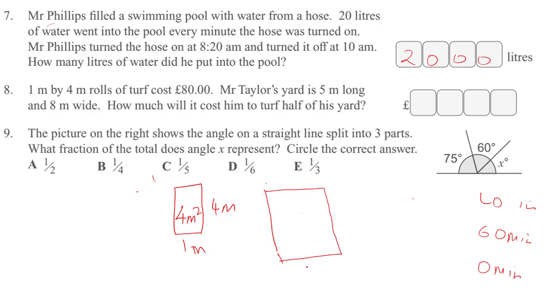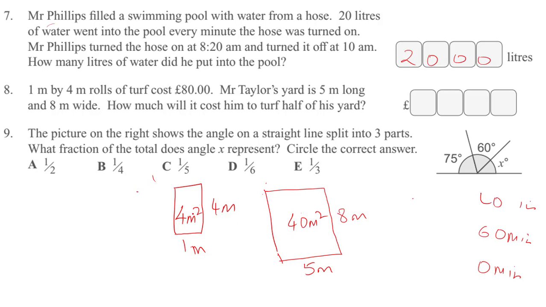Okay, so that's roughly that. The length is 5 meters and the width is basically 8 meters. So the amount that needs to be covered here seems to be 40 square meters, because you multiply them. However, how much will it cost him to turf half of his yard? So we don't want to turf everything.